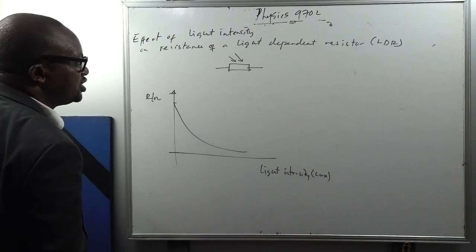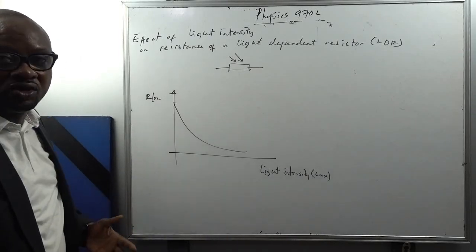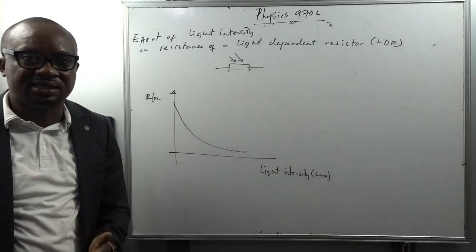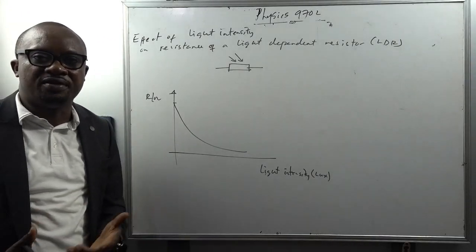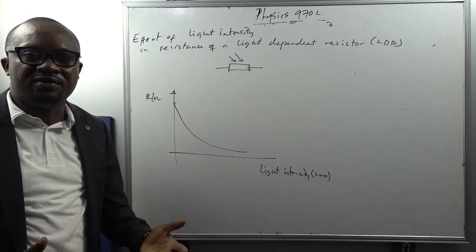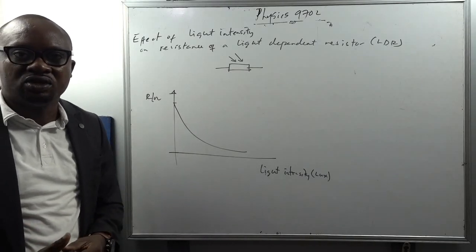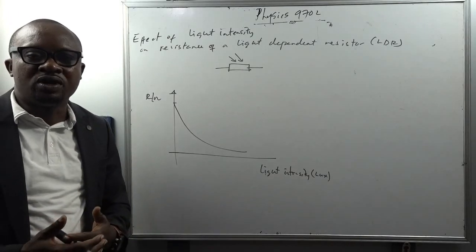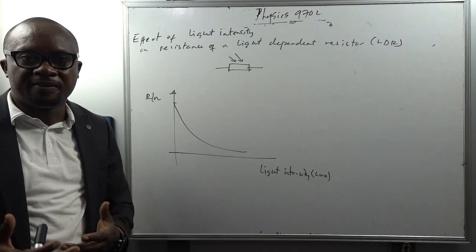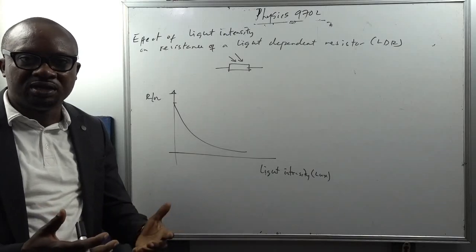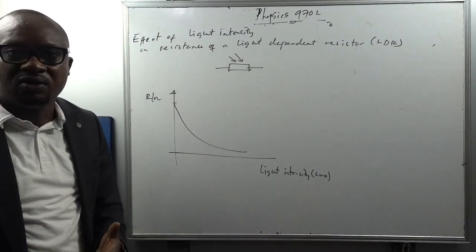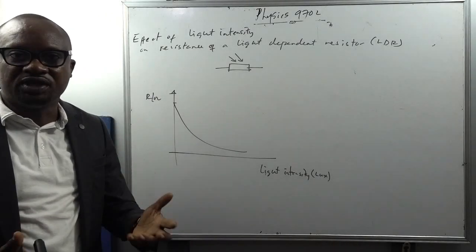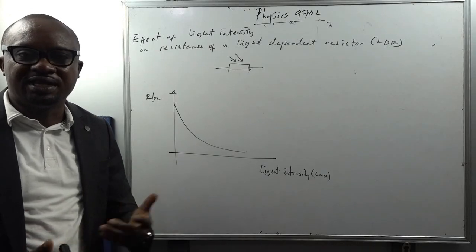So that basically shows a very good illustration of how resistance is affected by temperature and light intensity. So if you have a thermistor in a circuit and you have an LDR in a circuit, you can be asked to explain what will happen to the resistance in that particular circuit, taking into consideration the effect of changes in temperature and changes in light intensity.